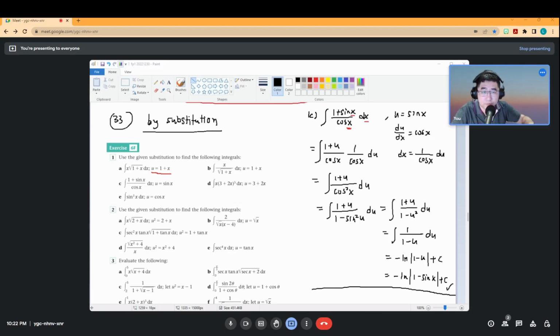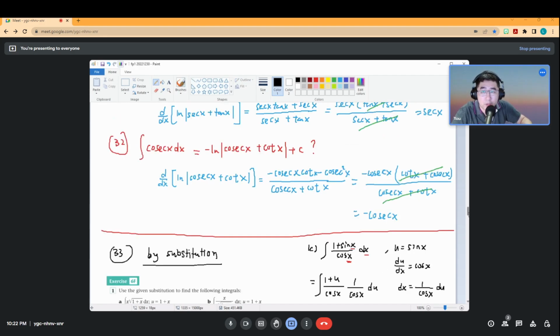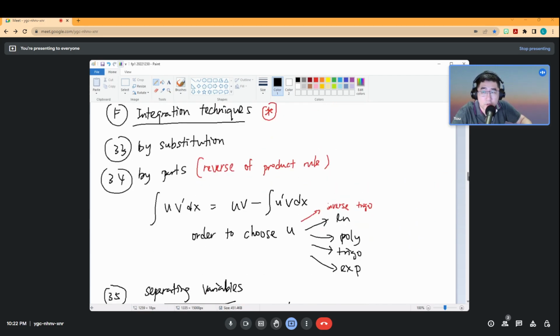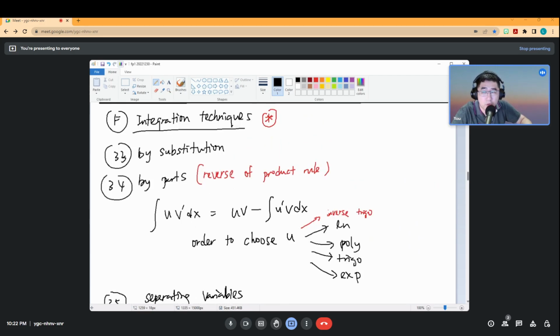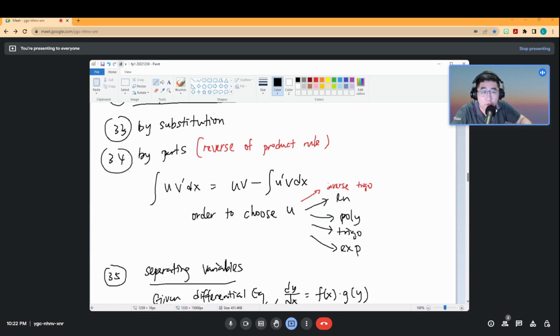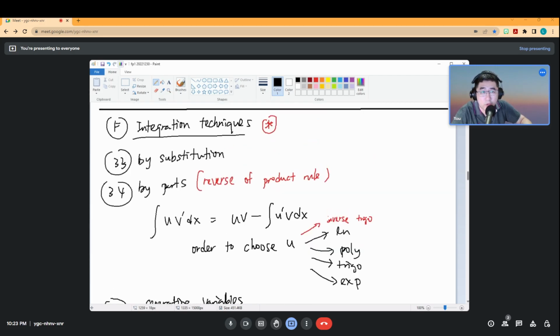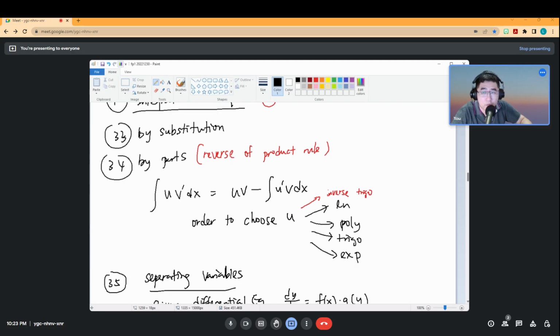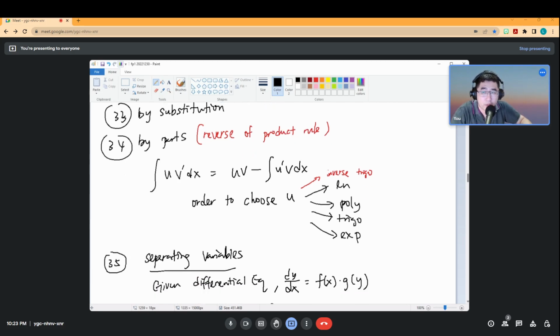Start recording. Okay, so from the previous one, this is a technique, by substitution, that you're supposed to learn. Remember, come to section F here, integration techniques. We have three techniques that you're supposed to know. When we entered these three techniques, we already expected students to know how to do the previous A, B, C, D, E. The second technique that you need to know now is by parts.